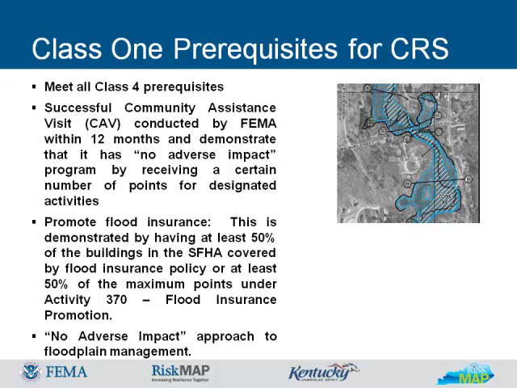Demonstrate that it has a no adverse impact approach to floodplain management. A no adverse impact approach to floodplain management is one in which the action of one property owner or community does not adversely affect the flood risks for other properties or communities.